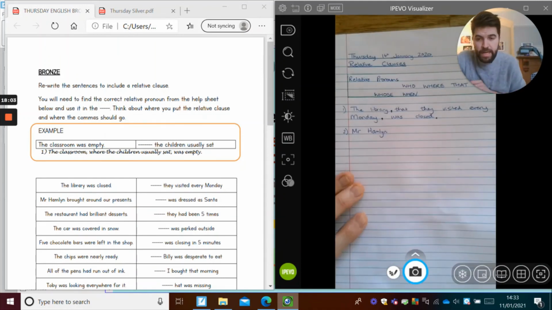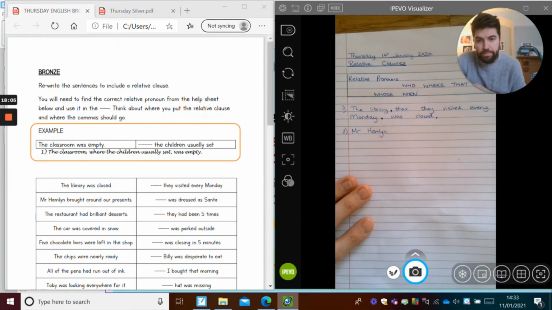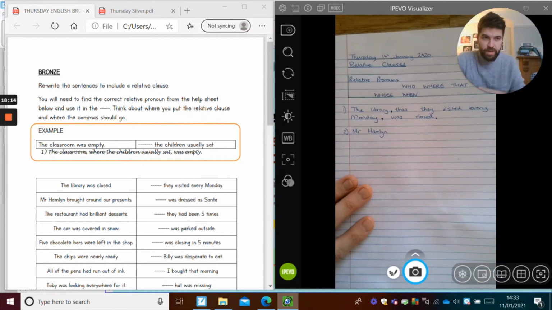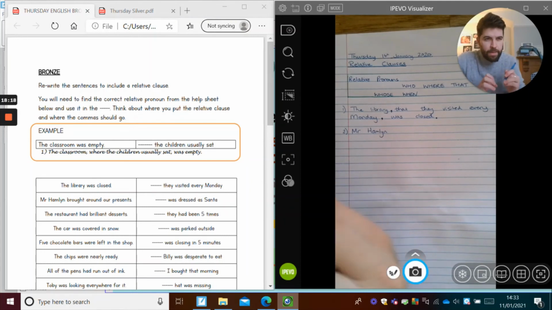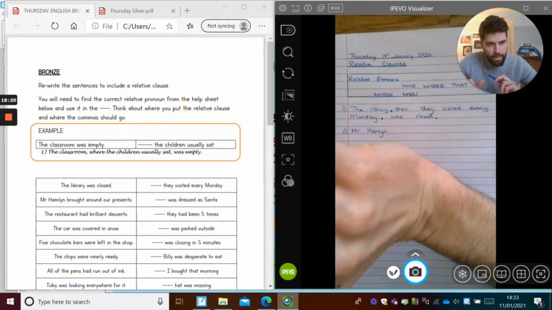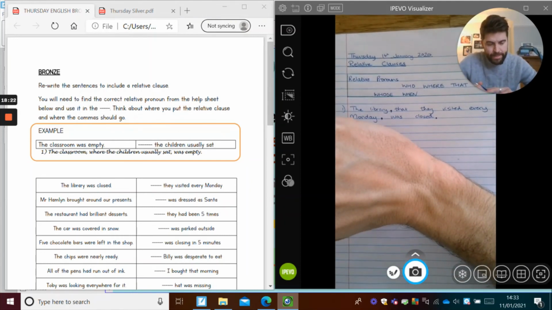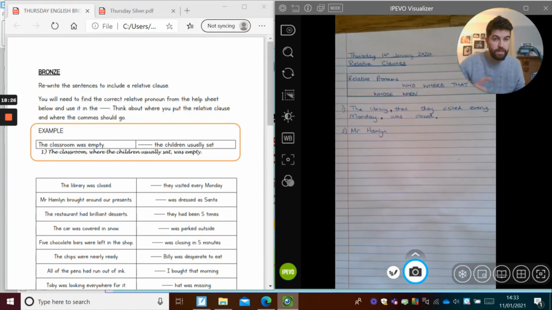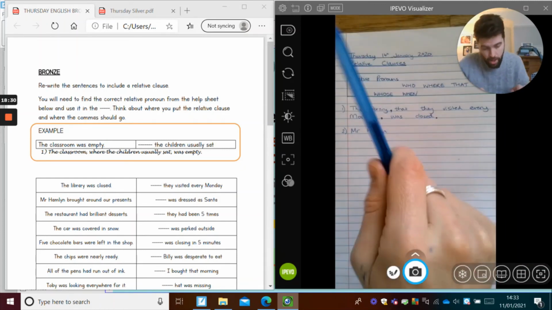The second one says, Mr. Hamlin brought around presents. And the added information is that he was dressed as Santa. So before I start here, I might use my scrap paper or just have a little think in my mind. What am I trying to do here? How am I going to put these pieces together? So my main clause is Mr. Hamlin brought around presents. The added information is some more information about him, about Mr. Hamlin the person. That's already telling me my relative pronoun is going to be who.